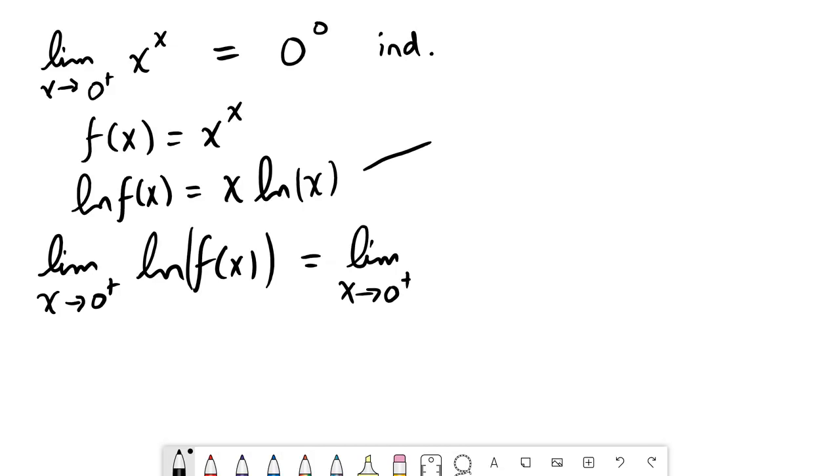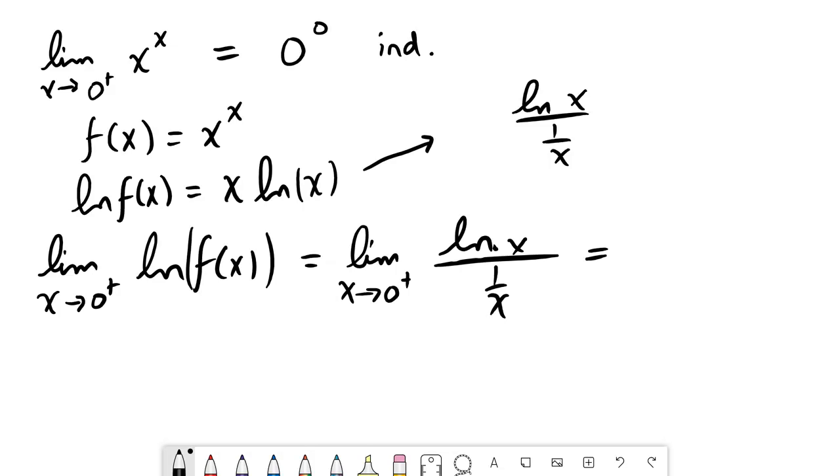Before I write what it is, let's write this as a quotient just to make things a little bit faster, like that, right? Not too difficult. Oh, this should be ln of x over 1 over x. And then let's see if this is an indeterminate form. When we look at this graph, let's draw a quick graph of that. ln x looks something like this, where we're approaching somewhere here, negative infinity. We are approaching negative infinity.